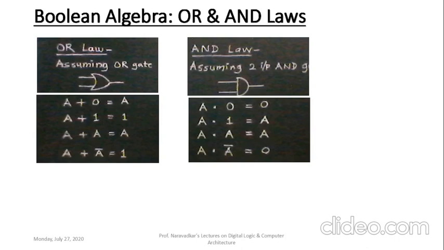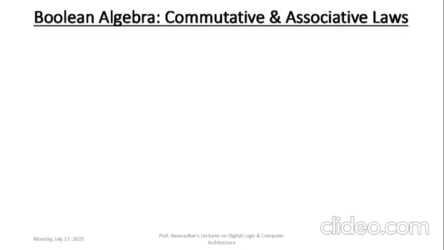Okay. So this is by using the AND gate. The corresponding AND laws are clearly shown here. Now next we need to continue that Boolean algebra other laws. So here, Boolean algebra commutative and associative laws. First of all, commutative laws.